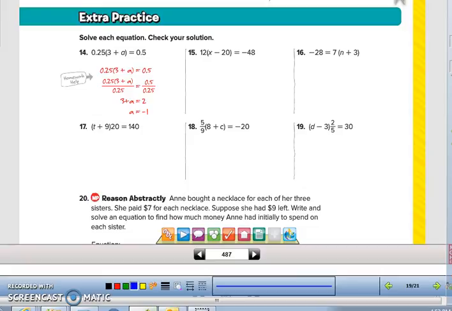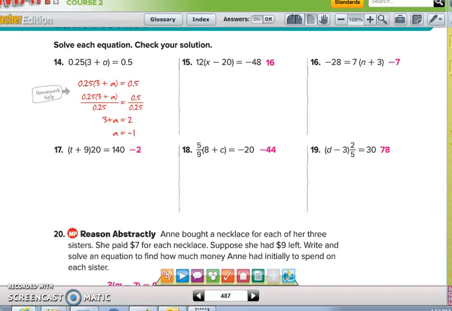Okay, last section. Go ahead and try 15 through 19. Pause and unpause to check your work. Okay, here are the correct answers. Again, if you want me to come look at your work, let you know what you're doing wrong, just raise your hand and I will come over to help you. You're done with this section. You can go ahead and get on Think Through Math.